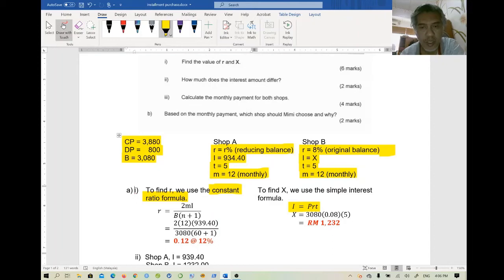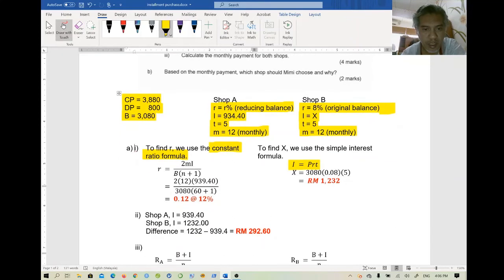Okay, so that is for the first part. The second part asks you to find the difference between the interest amount. In this case, you have found that the interest amount for shop B is 1232, and for shop A the interest amount has been given to you as 939.40. So calculating the difference here, you get the difference to be 292 ringgit and 60 cent. Okay, so that is for the second part.